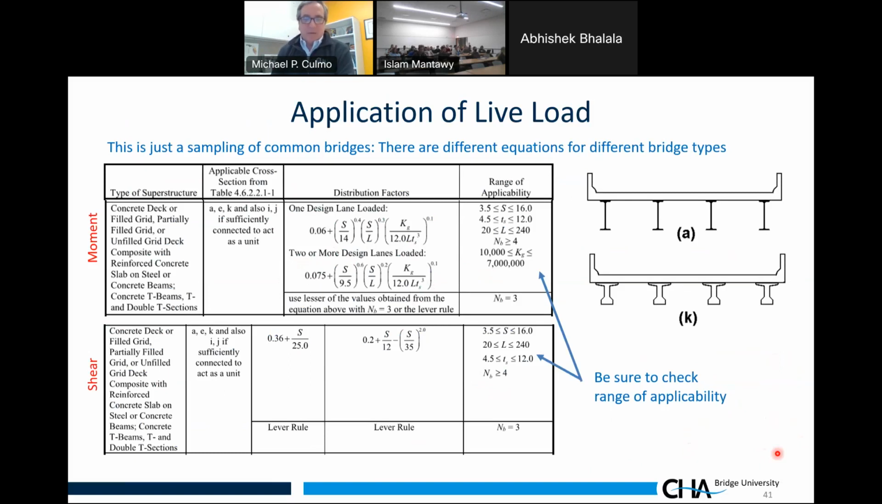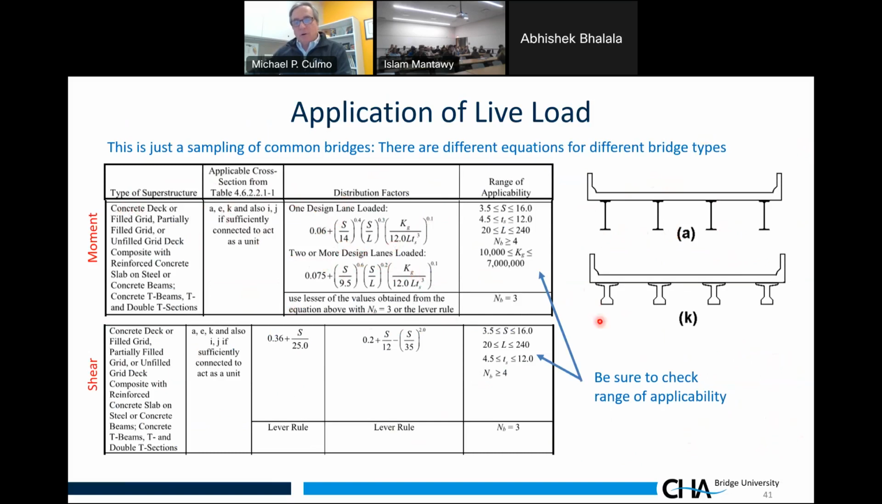But one thing I do recommend, by the way, the upper table is for moment. There's a separate table for shear. And you notice in the beginning of the table that the cross-section applicability is listed here, A, E, K, I, J. And this is like what A and K looks like. So you get your bridge that you're designing. I'm doing a bridge type A. You go to the table and you go to A, and there's our distribution factors for one lane loaded and two or more lanes loaded.